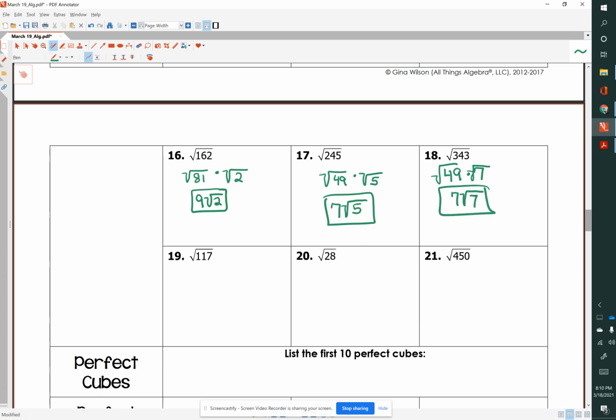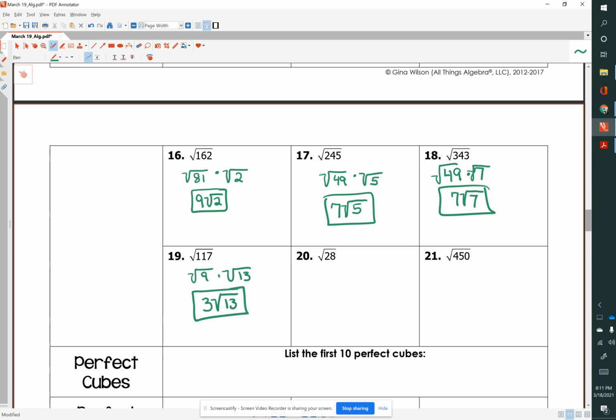Okay, number 19. 117 can be thought of as the square root of 9 times the square root of 13. And 9 is a perfect square, so the square root of 9 is 3. And then we have that square root of 13, and that is our total answer.